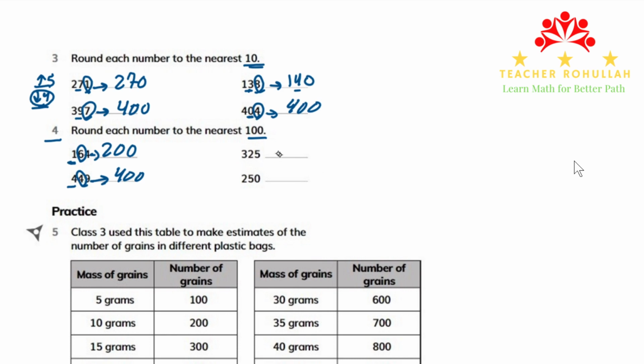The third number is 325. So underline 3, circle 2, which is in the tens place. Seeing that 2 is 4 or less, the number rounds down and we get 300.